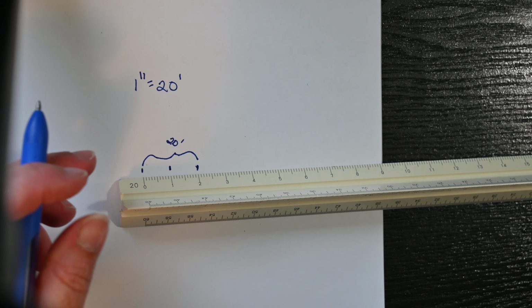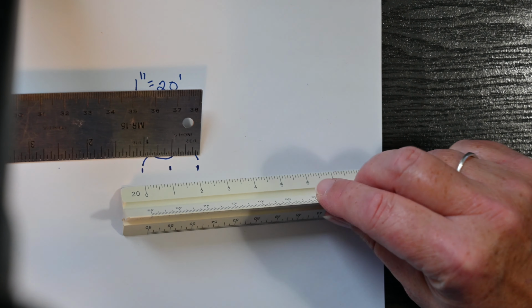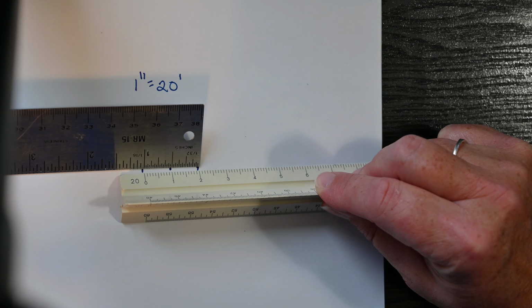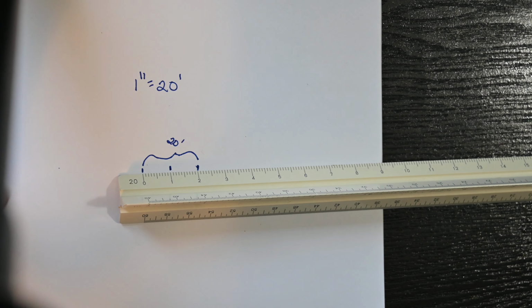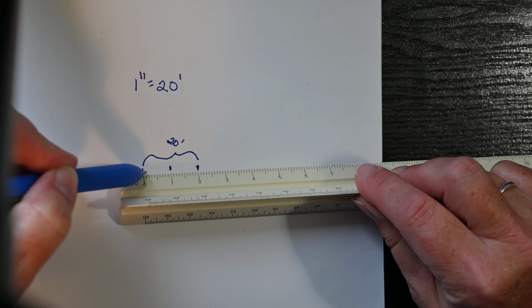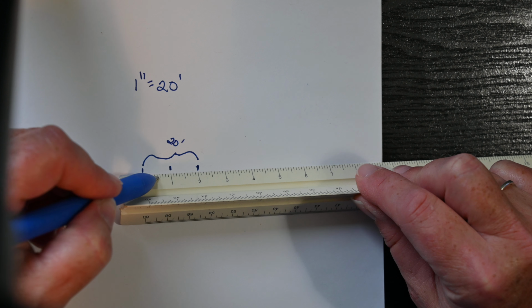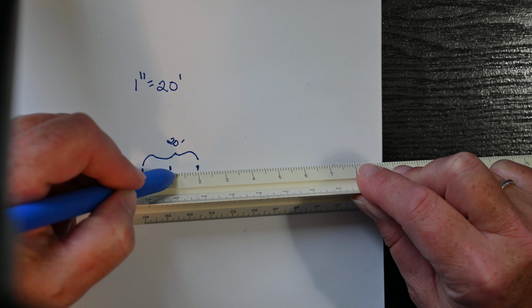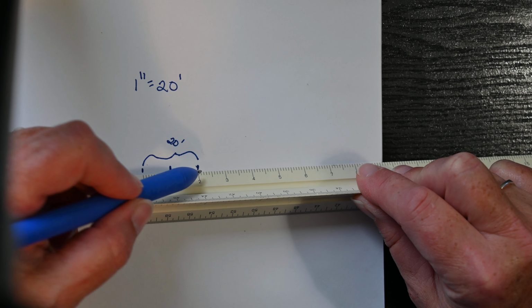And in fact, if I bring my trusty ruler over here, I can see that, yep, from 0 to 2 equals 1 inch. So what I'm looking at then is, again, every single tick on here represents 1 foot. So this is 1, 2, 3, 4, 5, 6, 7, 8, 9, 10, 11, 12, 13, 14, 15, 16, 17, 18, 19, and 20.